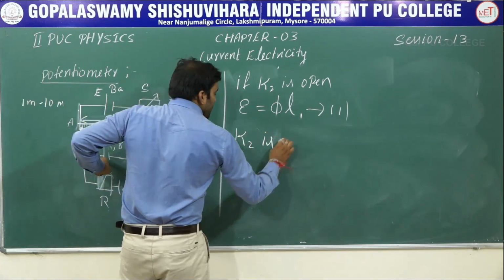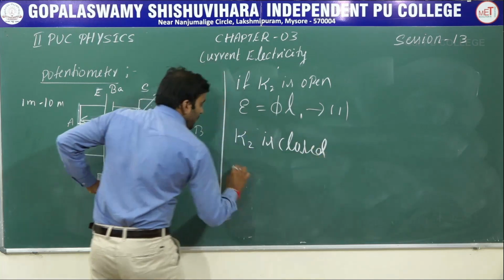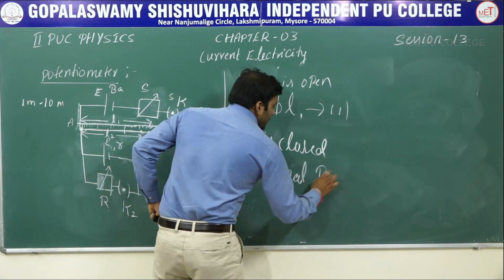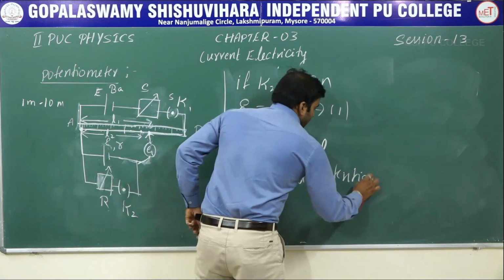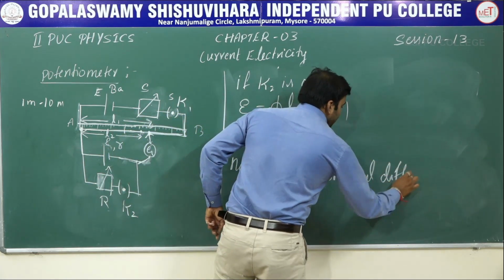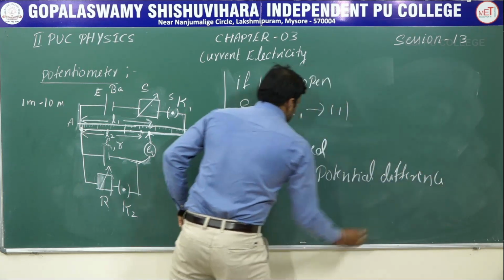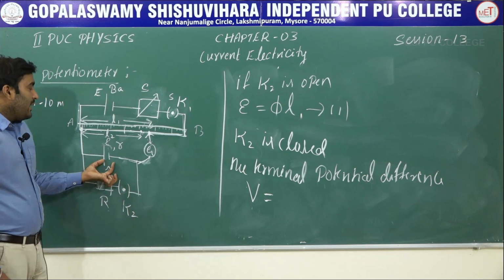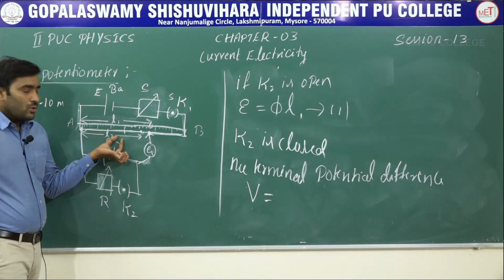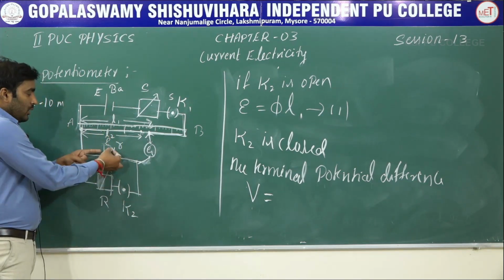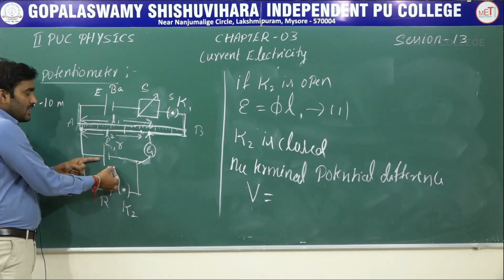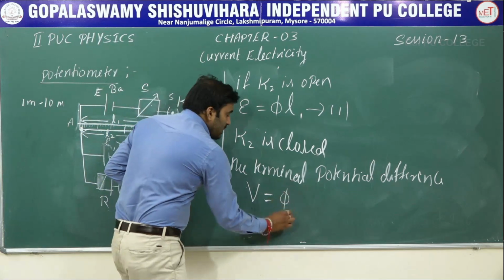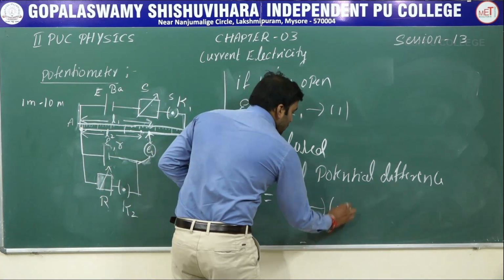When K2 is closed, the terminal potential difference is written as V, and that V can be written as phi into L2. So using the principle of potentiometer, the terminal potential difference across the cell is equal to phi into this length L2. Therefore this is phi L2, call this equation 2.